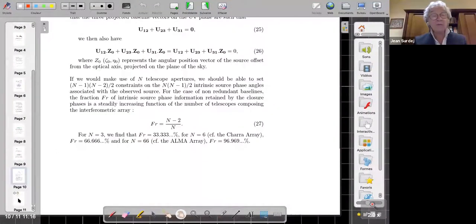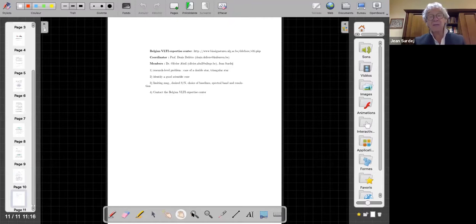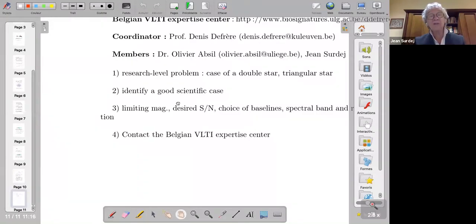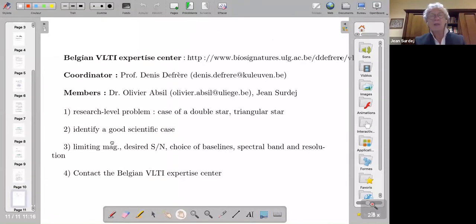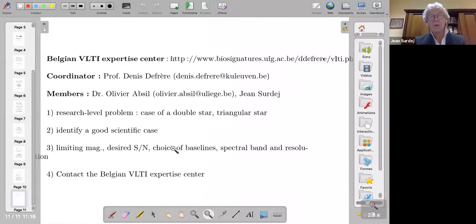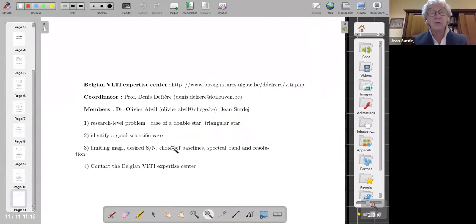Okay, now I come to the last slide. So now I think that you got all the tools to think about a simple project. At the research level, what I would advise you to do is the following. Consider the case of a double star, unequally bright, and also maybe a triangular star. So this is one of the stars I showed in the video.